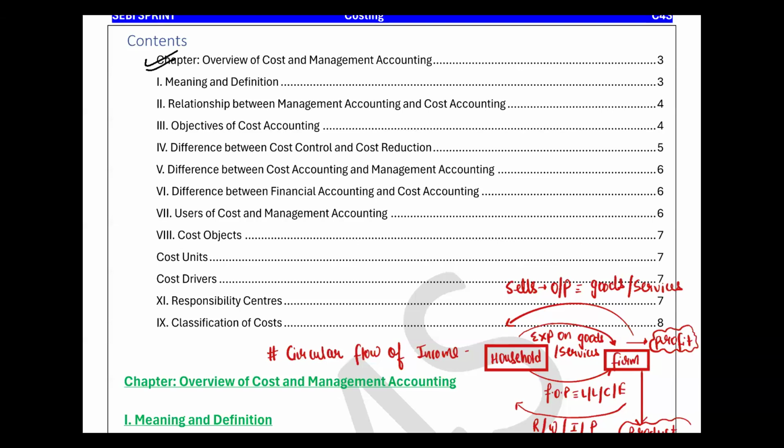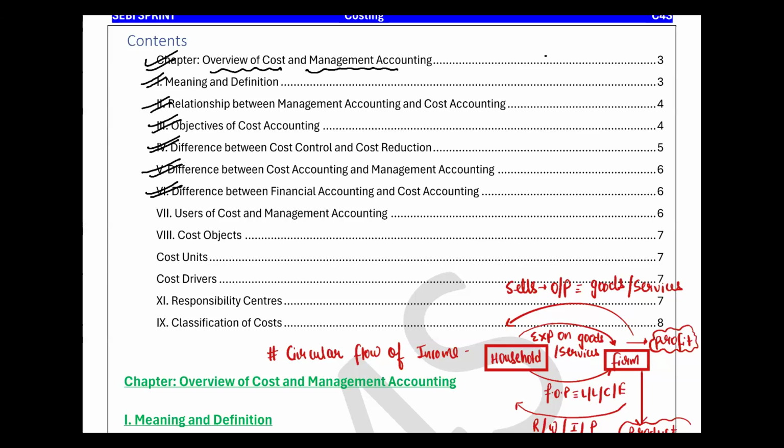In this chapter, first we will discuss the overview of cost and management accounting. Second, meaning and definition, and the relationship between management accounting and cost accounting. Third, objectives of cost accounting. Fourth, the difference between control and cost reduction. Fifth, the difference between cost accounting and management accounting. And sixth, the difference between financial accounting and cost accounting.